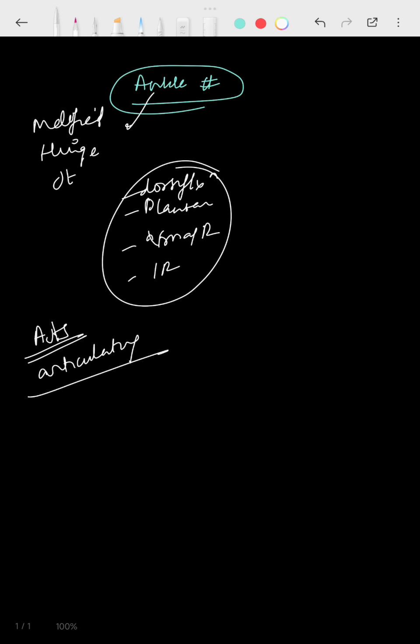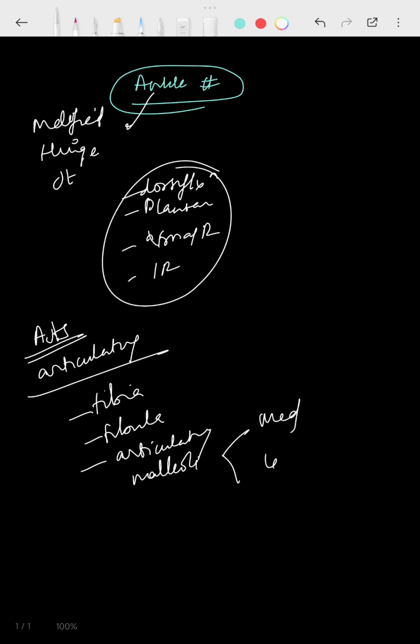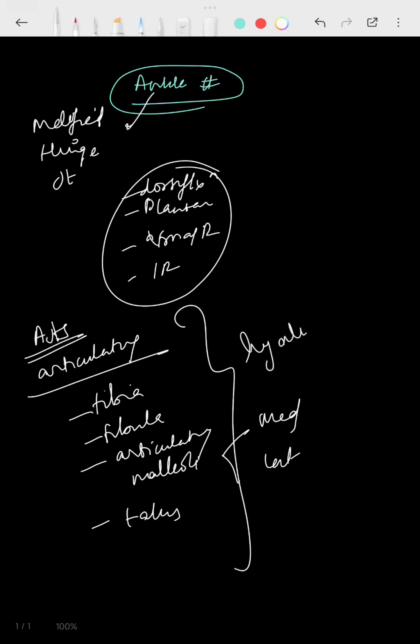Regarding the ankle joint, we need to know about the articulating surfaces. Basically, the ankle joint is formed by three bones: the tibia, the fibula, and the articulating surface of the malleoli, that is the medial and lateral malleoli, and finally the talus bone. All these articulating surfaces are lined by hyaline cartilage.